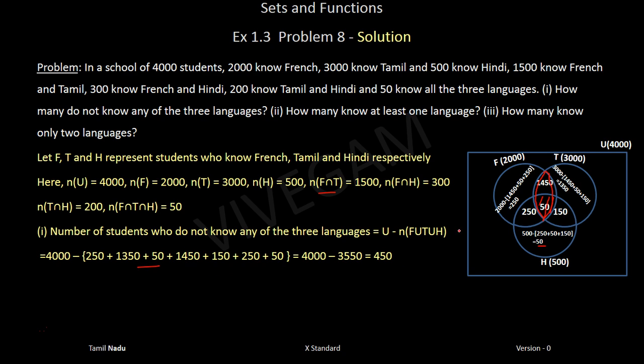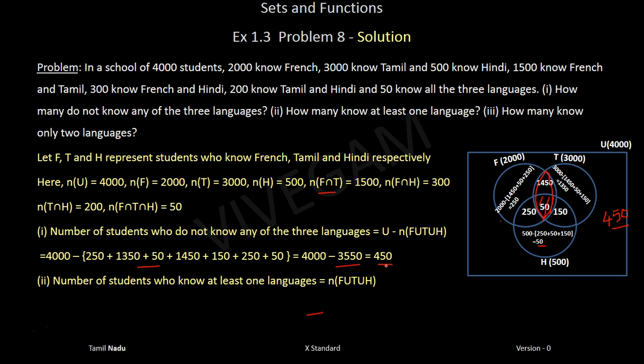So these are the people who know at least one language. Any of these people will know at least one language, and that adds up to 3550. So the number of students who don't know even one language will be the total number of students, 4000, minus this sum, 3550, that is 450. So 450 students are going to lie outside the circles but inside the box, and they represent the group which does not know even one language.